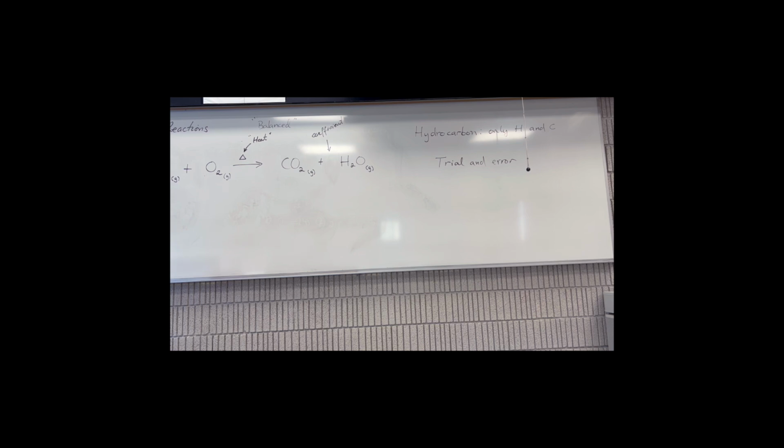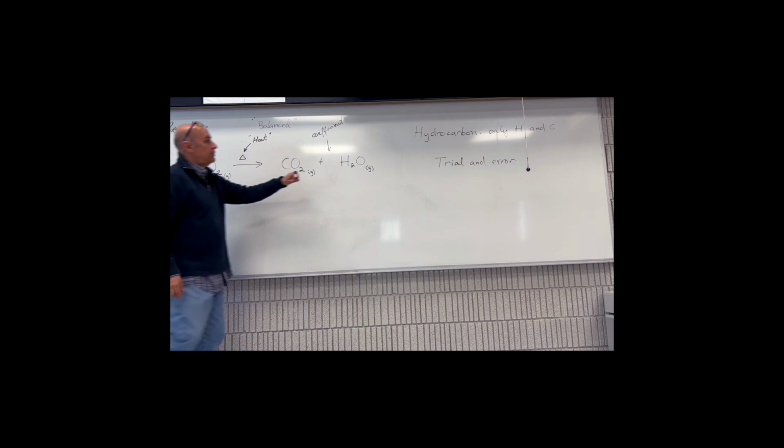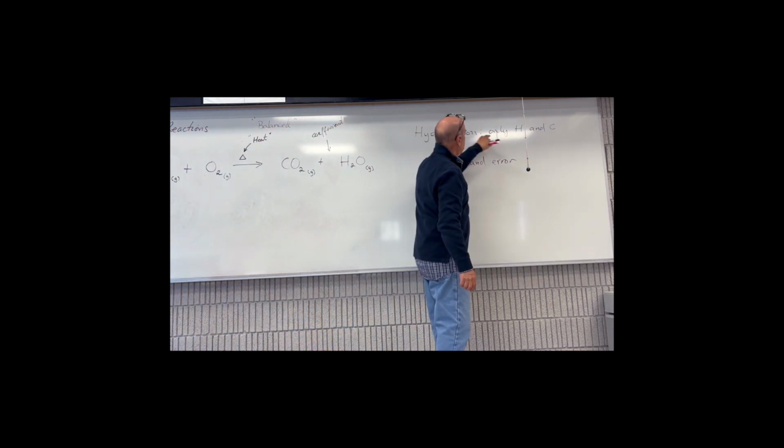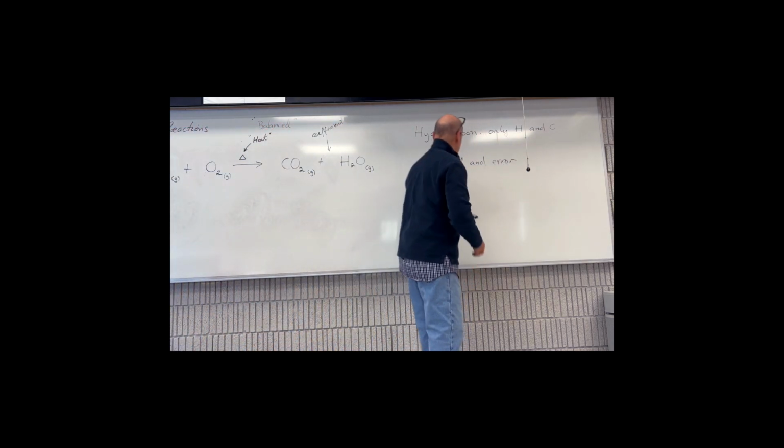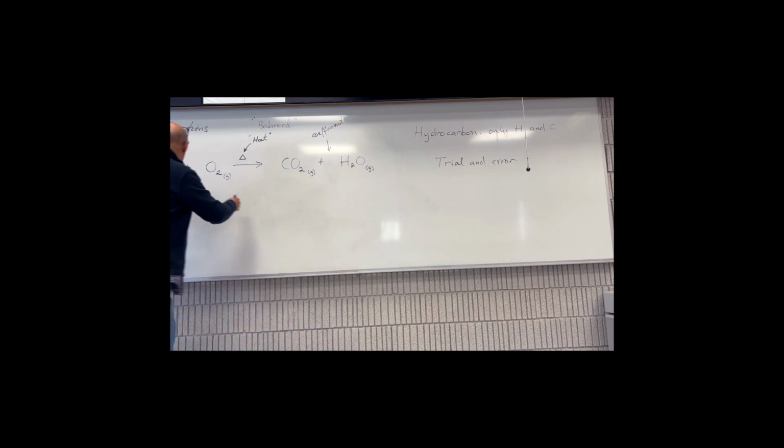So the second example is going to be another hydrocarbon. Remember, hydrocarbons are chemicals that have only hydrogen and carbon. And I'm going to leave methane there. I'm just going to show you the second one. The second hydrocarbon is going to look like this: carbon, carbon, hydrogen, hydrogen, hydrogen, hydrogen, hydrogen, hydrogen. This is the second one that we're going to burn.